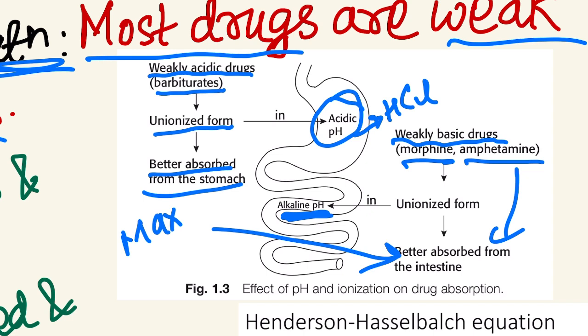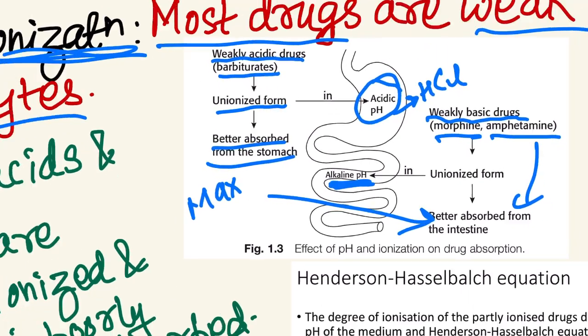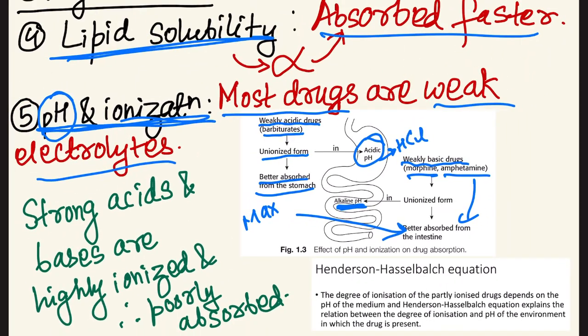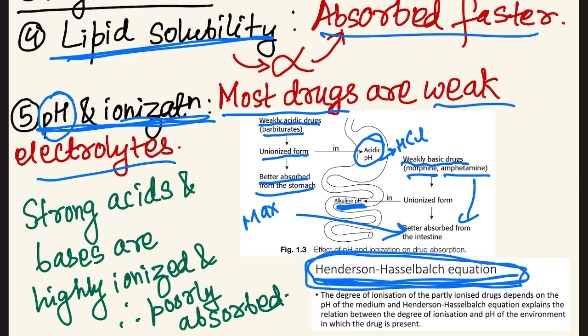And what is the reason behind that? We will be coming to that in the upcoming slides. This degree of ionization based on the pH of the medium for weak electrolytes is explained by the Henderson-Hasselbalch equation. So you can just remember that this equation is the one which correlates the degree of ionization with the pH of the medium.